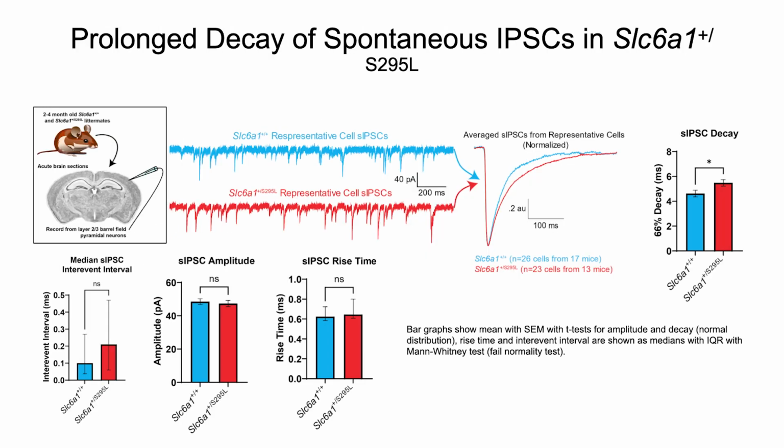In these exact same cells, I looked at spontaneous iPSCs, and here you can see two average traces, an average response from each of these cells. If you superimpose them, you also see this difference in decay between the wild type and the heterozygote, and this is statistically significant. These are average traces, but this, of course, is the decay across all the cells I looked at.